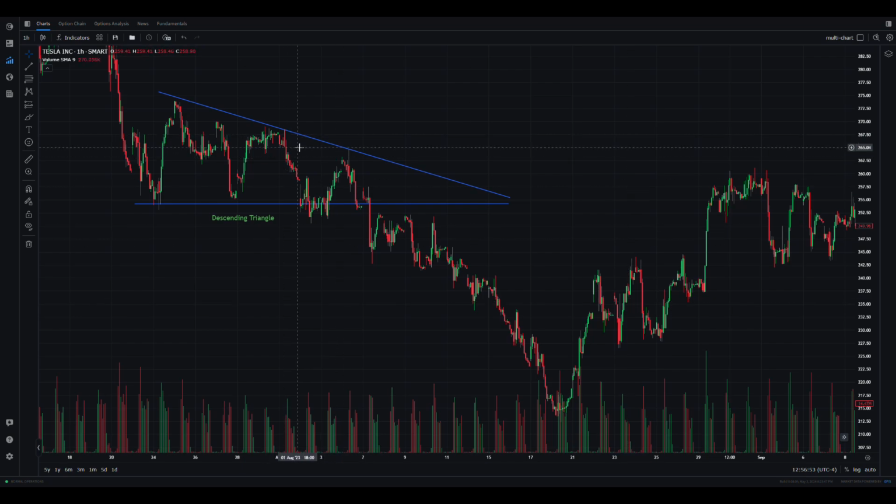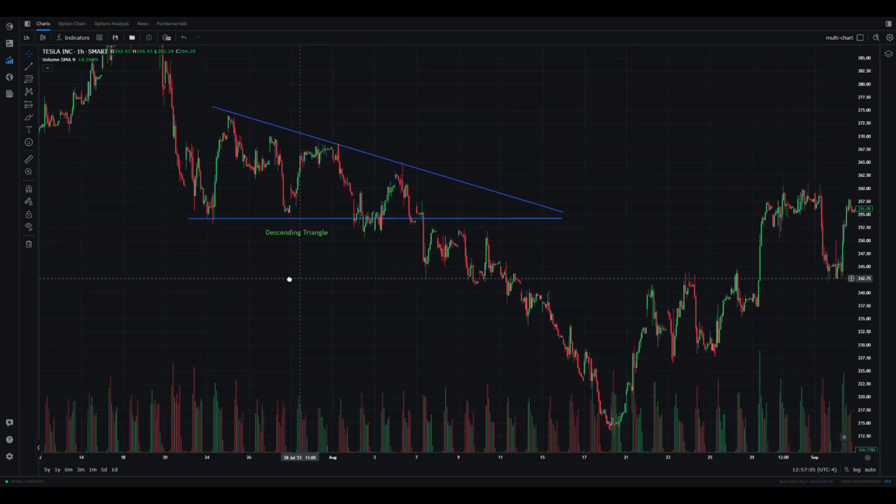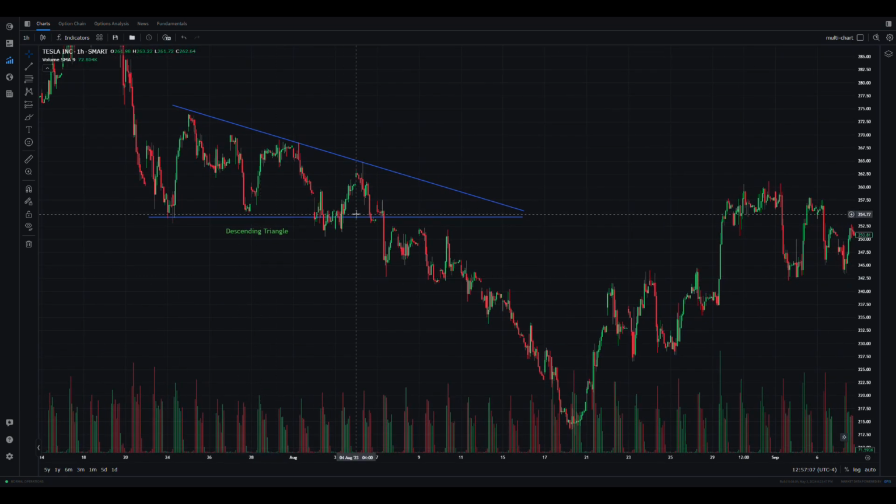Descending triangles normally occur within a prevailing downtrend. Despite consolidation, sellers continue to exert downward pressure, implying that the existing downtrend is likely to persist once the pattern resolves. Breakout from a descending triangle occurs when the price breaches the horizontal support line. This breakout signifies that selling pressure has overwhelmed buying pressure, potentially leading to a continuation of the downtrend.